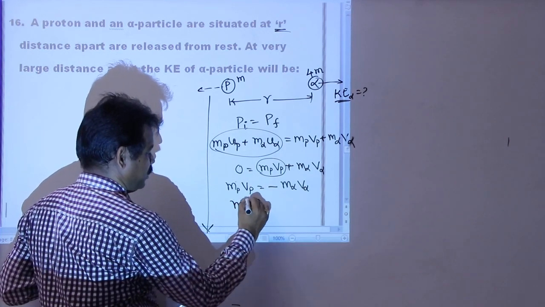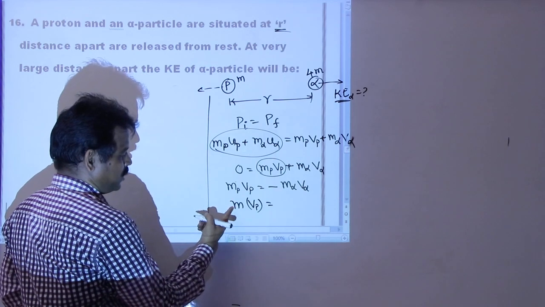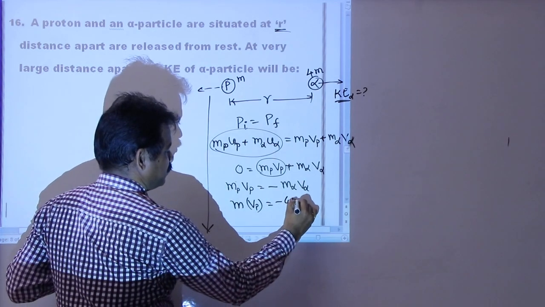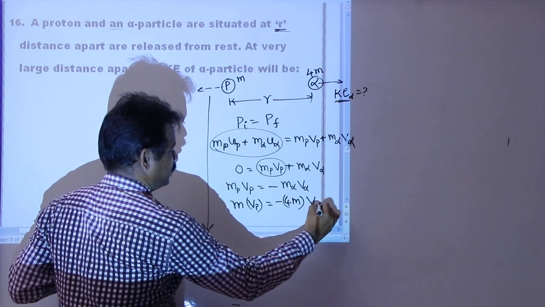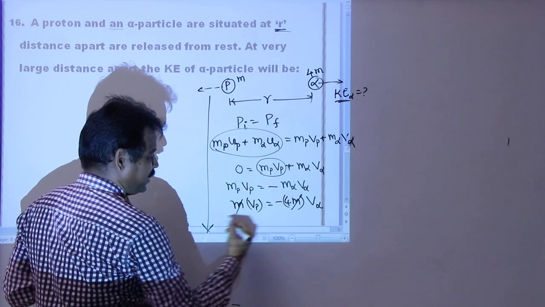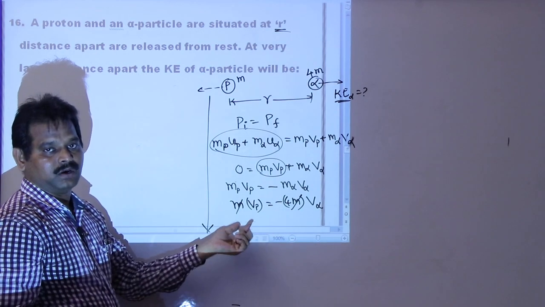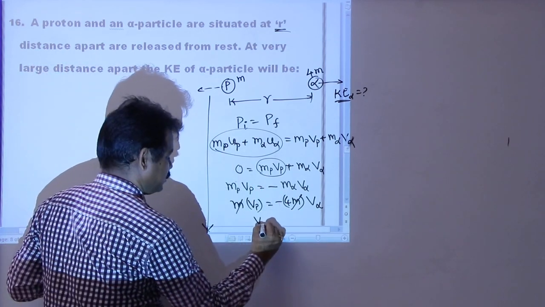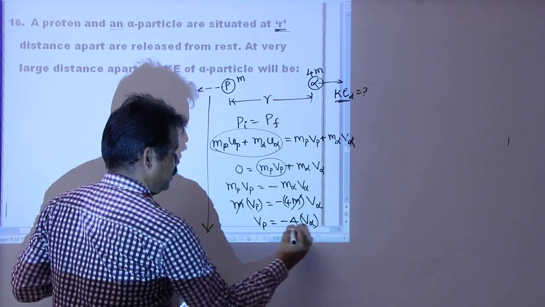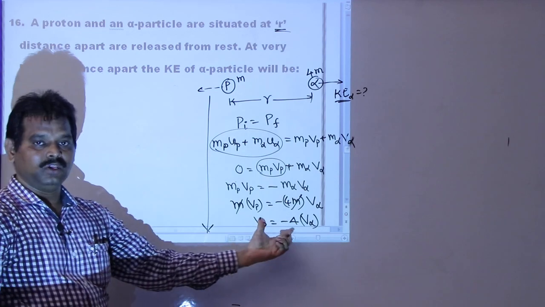So now let me write this as velocity of this proton Vp is equal, that is mass of proton as I am taking it as m, Vp is minus 4m into V alpha. So now you can cancel m and m here. So what is the relation between velocity of proton and the velocity of alpha? Velocity of proton is equal to minus 4 times the velocity of alpha.